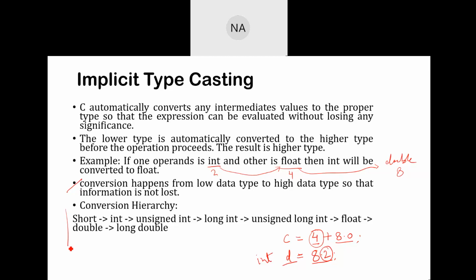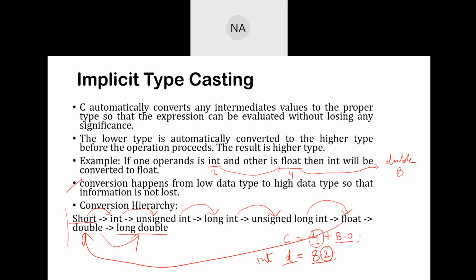The conversion may take place from the lower data type to the higher data type. The lowest level in the hierarchy is short, and the highest level is long double. Short can be converted without any information loss into int, and int into unsigned int, and then into long int, unsigned long int, float, and float can be converted into double, and double into long double, right?